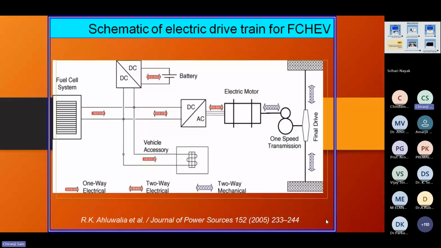And if you could see the one-way electrical power flow control, the two-way electrical power flow control, and the mechanical power flow control, that we need to be focused on. So those are what the researchers are basically working on in this fuel cell EV drivetrain configuration. So we must emphasize that kind of power flow control strategy, depending on the configuration, that is series, parallel, or series parallel, or hybrid drivetrain configuration.